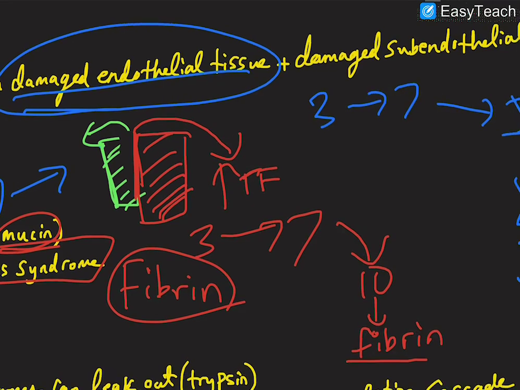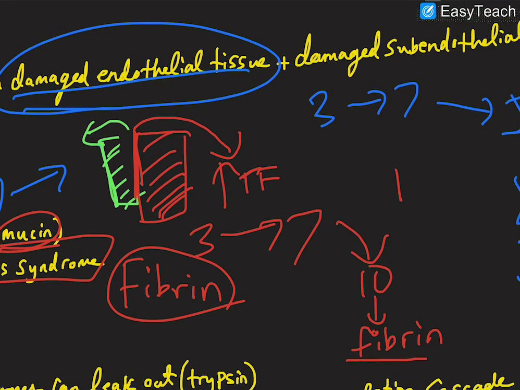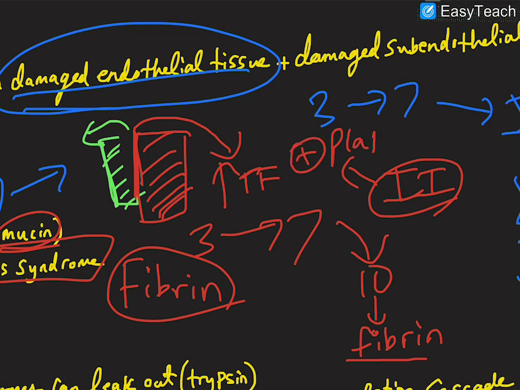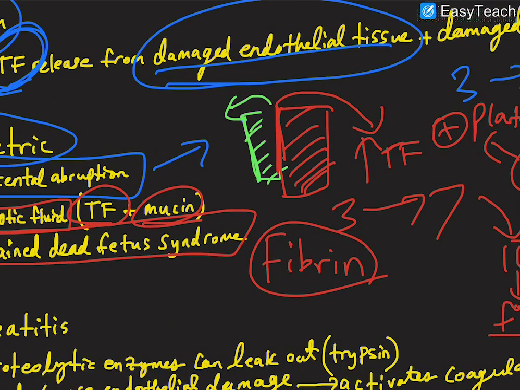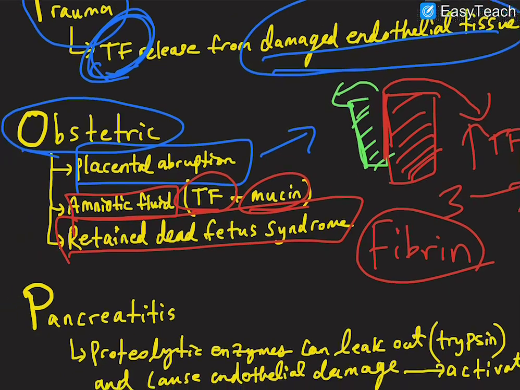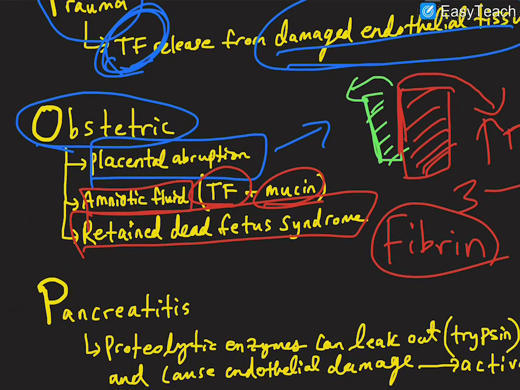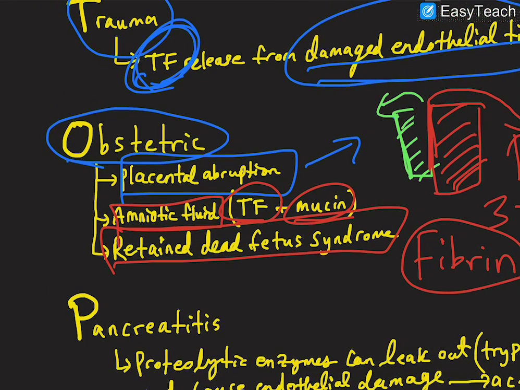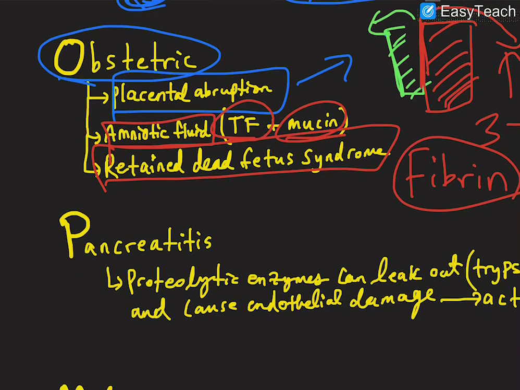Okay, and remember, part of this coagulation cascade is also thrombin. Thrombin can help activate platelets and lead to platelet aggregation, which again helps in the formation of multiple clots, especially in small blood vessels. All right, so that's obstetric. Now let's go to the P in the stop making new thrombi mnemonic.